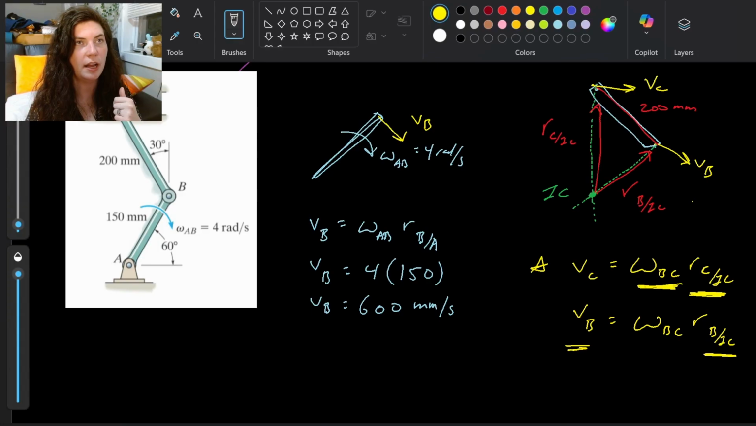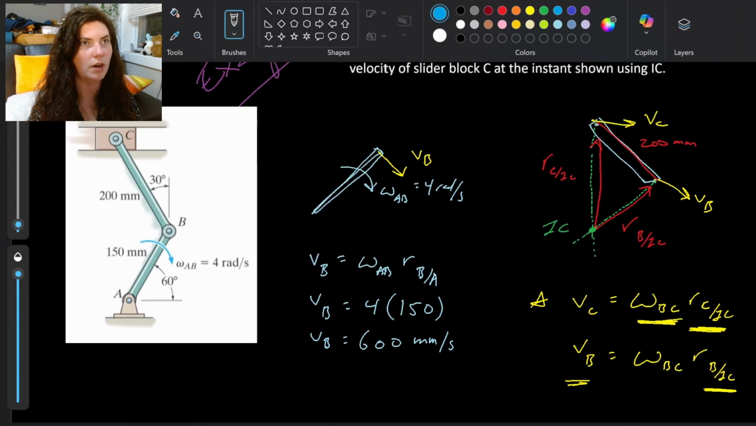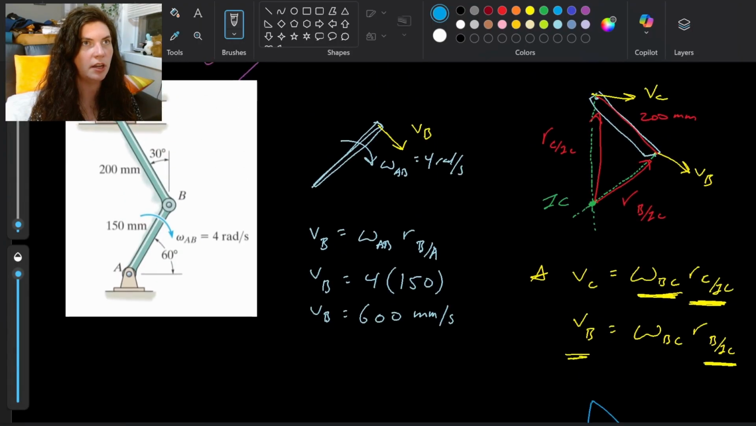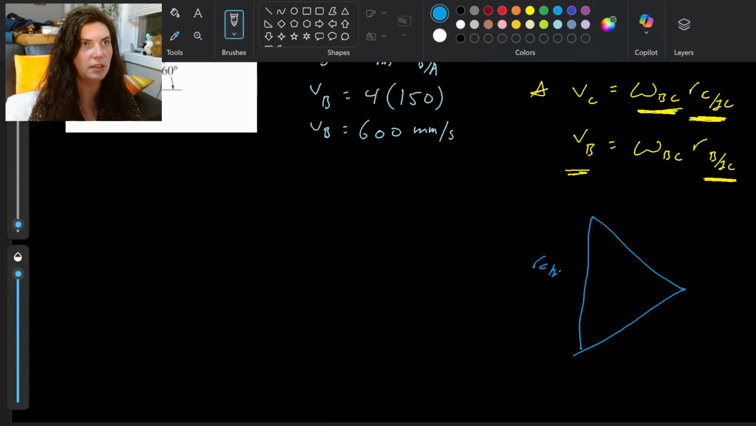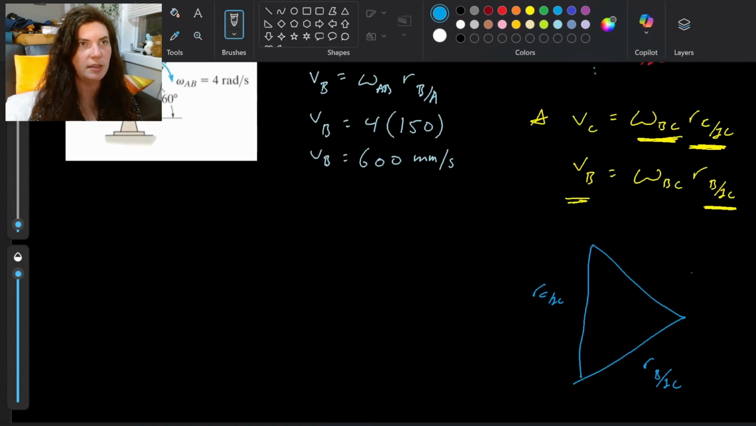Okay, so I'm going to take this triangle that I made, and I'm going to make it a little bit bigger so that I can see a little better what I'm working with here. So maybe I'll just draw it down here. Here's the triangle I'm working with. I need to find RC with respect to IC, RB with respect to IC. I know this length here, right? This length is given. It's 200 millimeters. It's just the full CB.